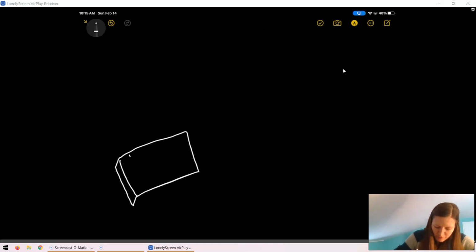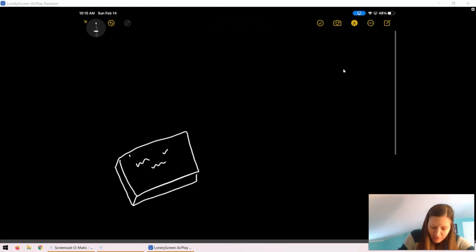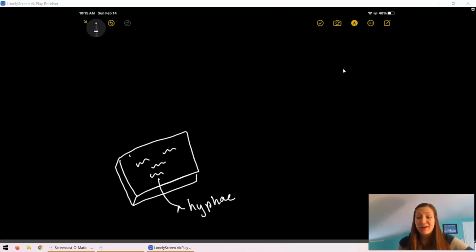This is our beautiful slice of bread. And in our bread, we're going to have strands in it. I'll label these strands here in a second. So these are strands, and what these strands are, these are the hyphae. We're going to talk about how those hyphae got there.